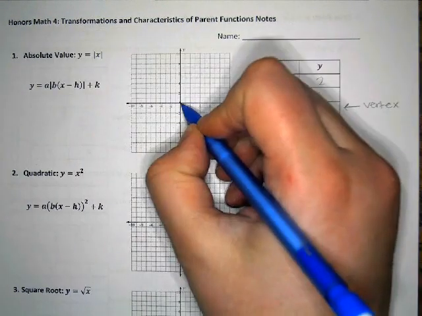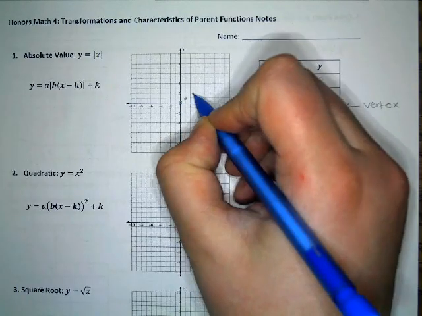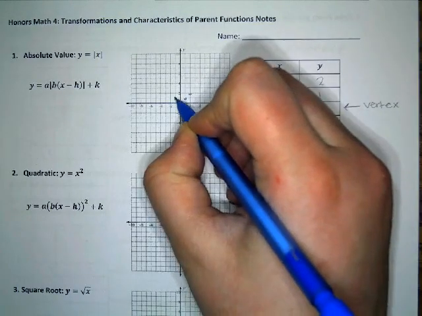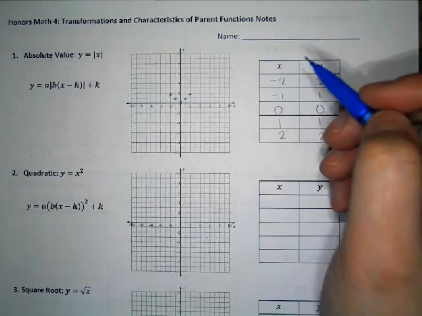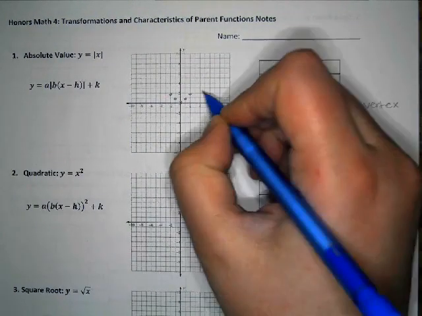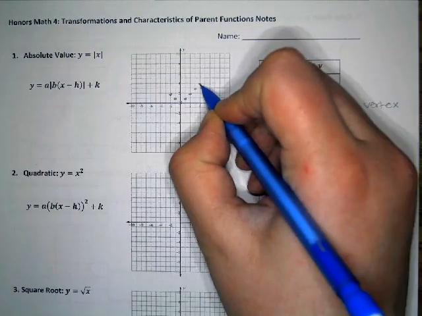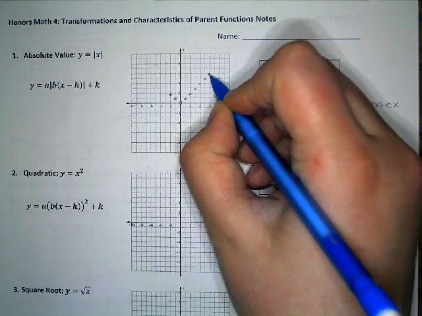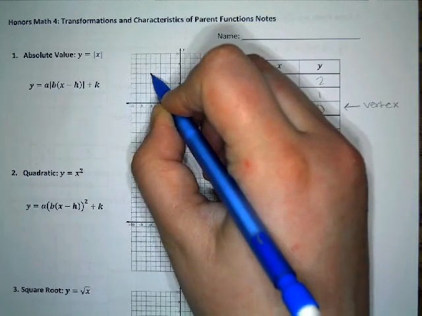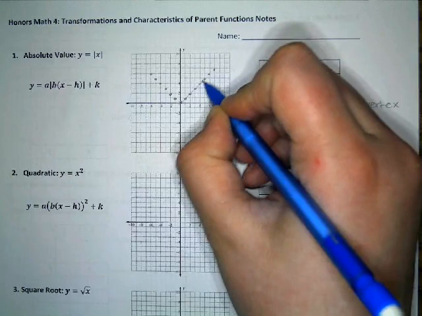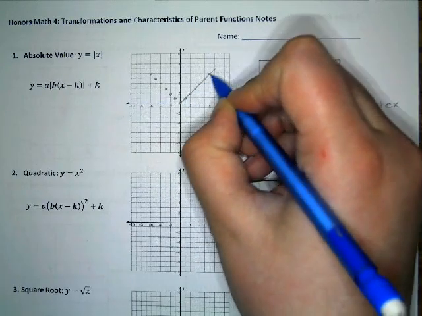So I've got 0, 0, 1, 1, 2, 2. -1, 1, -2, 2. And then these graphs are really easy to draw. They literally just go over 1, up 1 on each side, like all the way. So if you wanted more points, it'd be really easy to get more of them. They just look like that. So that like perfect V-shaped graph.